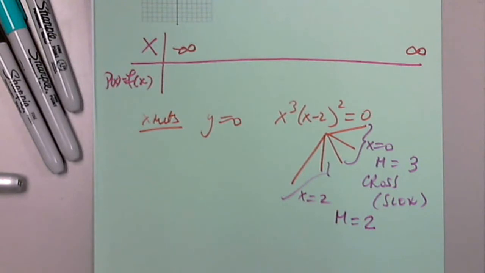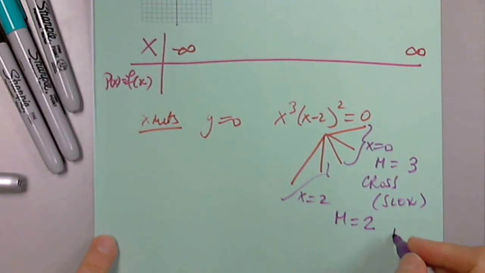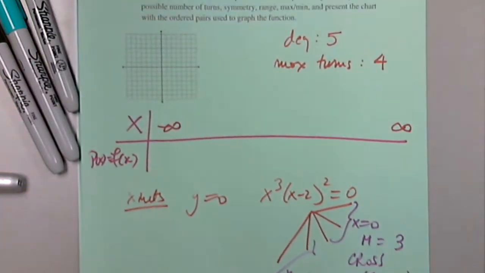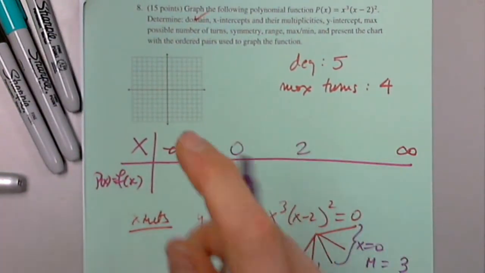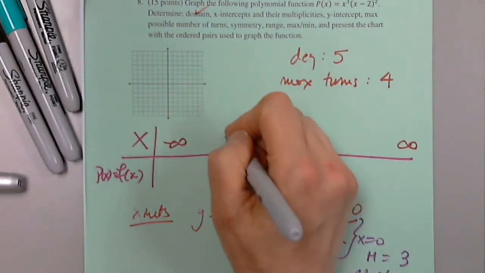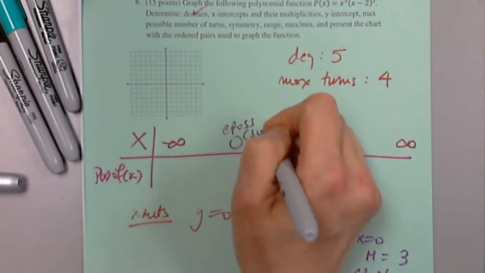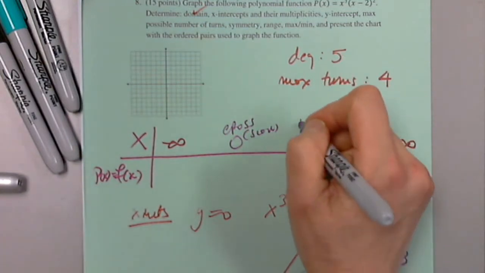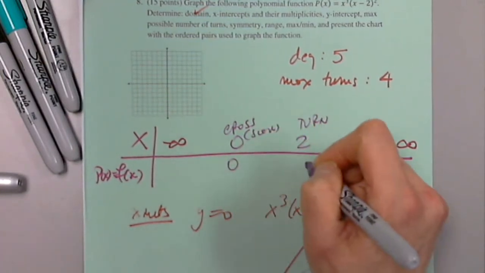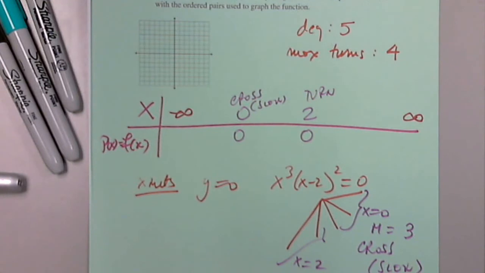What will the function do at 2, 0? It's an even multiplicity. For every even multiplicity, the function will turn, always turn. So this is a turn. So I will put in the chart 0 and 2. At 0, I will write cross and slow, so I don't forget. And at 2, I will write a turn. So y is 0 at those points.